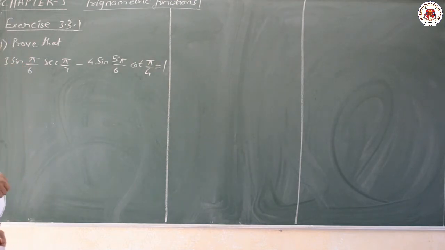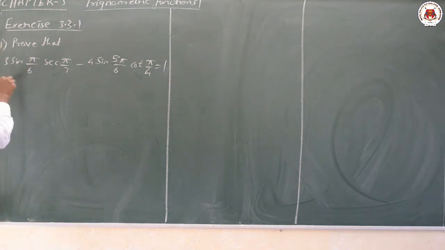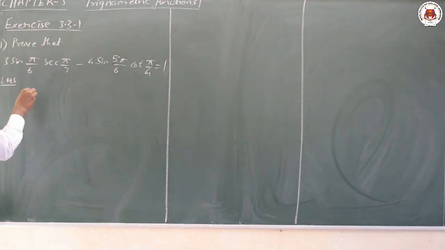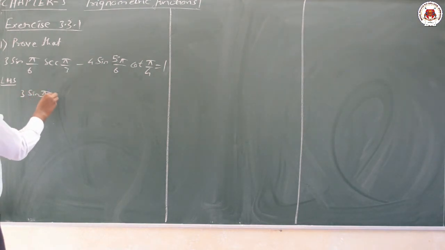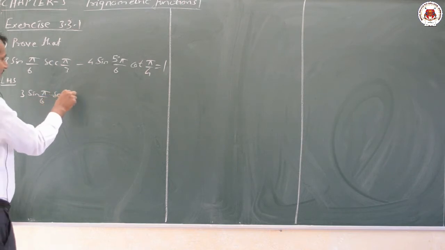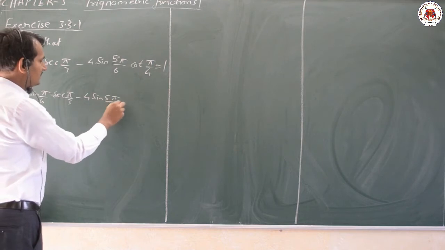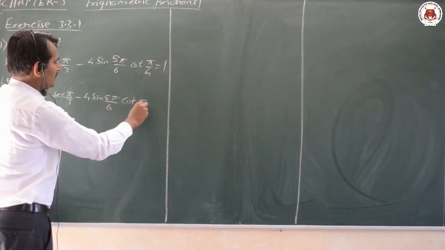Now how to solve it? First of all, let us take the LHS part. Now here in the LHS part, 3 sine pi by 6. Sine pi by 6 means sine 30. What is the value of sine 30? I will write first of all 3 into sine pi by 6 into secant pi by 3 minus 4 into sine 5 pi by 6 into cot of pi by 4.